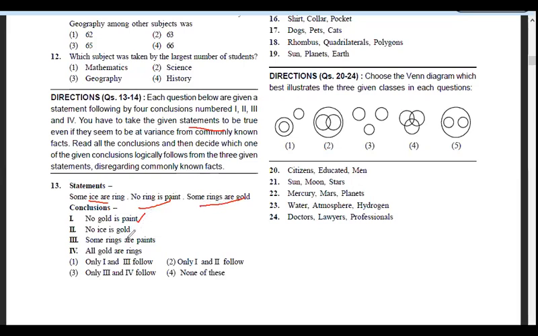True. Say no eyes is gold. No eyes is gold. This is wrong. Some rings are paint. This is also wrong. All gold are rings. This is wrong, because some rings are gold, and here all gold are ring. It's not true.